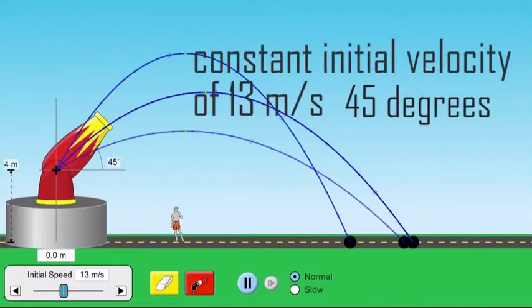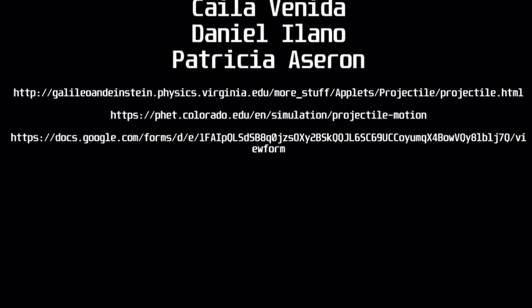It is because 45 degrees is the golden angle in projectiles. It is at this angle where projectiles are able to travel the farthest. All in all, these are the forces that are acting upon the projectile, and this is projectile motion.